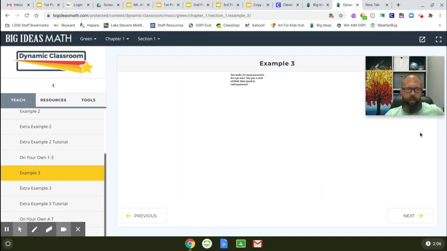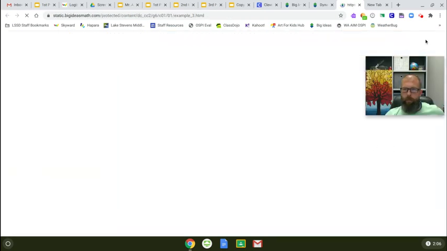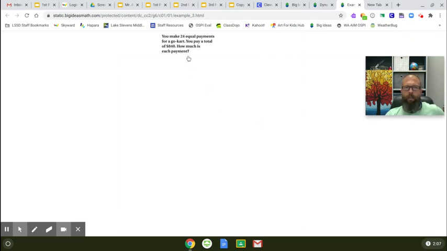This is chapter 1, example 3, and this is small, so I'm going to make this a little bit bigger. I know it's not great, but that's what we got. So you make 24 equal payments for a go-kart. You pay a total of $840. How much is each payment?